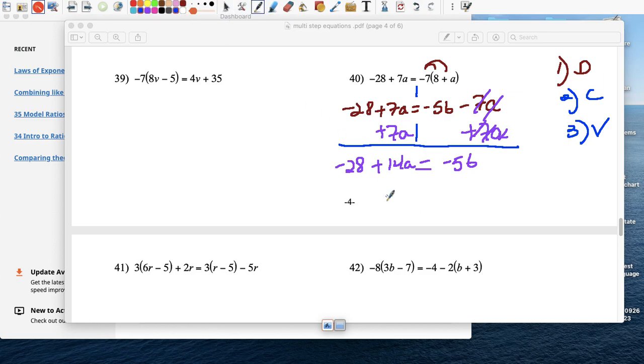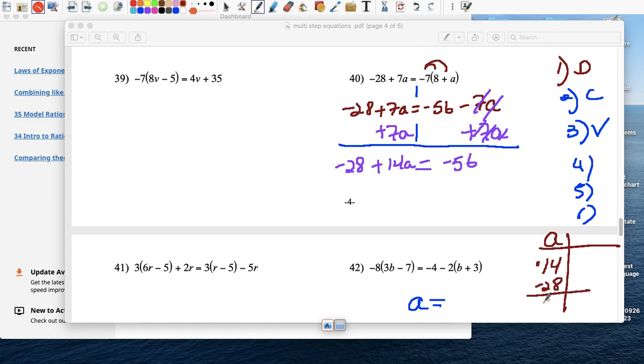Now we get to the point where we have to make a equal something, right? We have to get rid of the 14. We have to get rid of the negative 28. That's our steps 4, 5, and 6. So let's do that. To help me out, I'm going to do this little guide that I do. I have a variable called a, which is being multiplied by 14, and then subtract 28 gives me negative 56. I'm going to use the inverse operation, so plus 28, and then I'm going to divide both sides by 14. And hopefully that's going to isolate a for us.